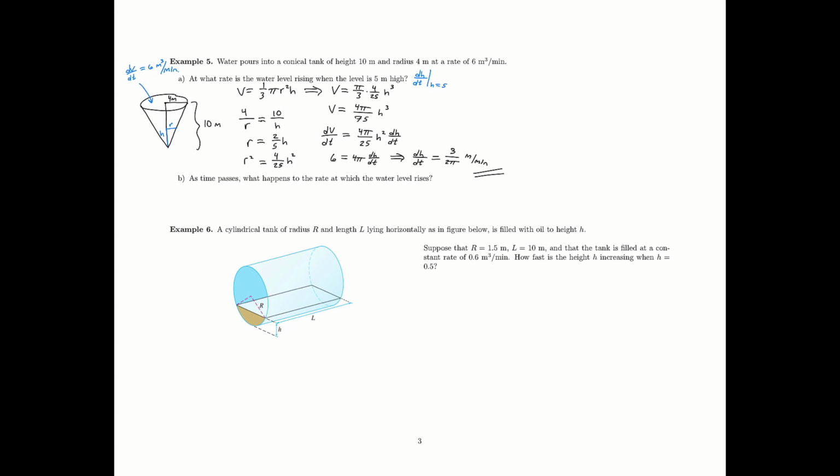So let's go ahead and just parse all this information. So what is known? The known information is that r is 1.5, and I like fractions, so I'm going to write 1.5 as a fraction. We know L is 10. We also know that the tank is being filled, so that means the rate of change of the volume of oil is going to be 0.6, which is 3/5 as a fraction.